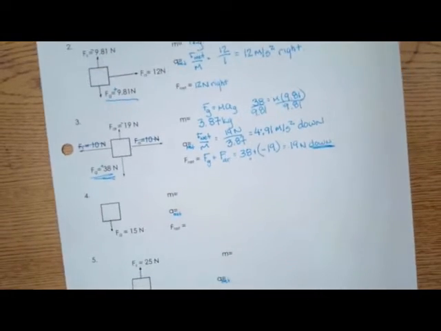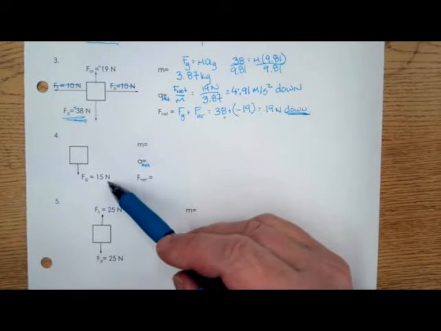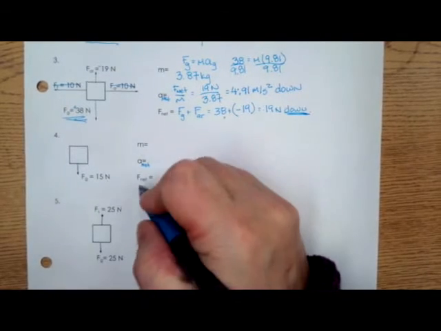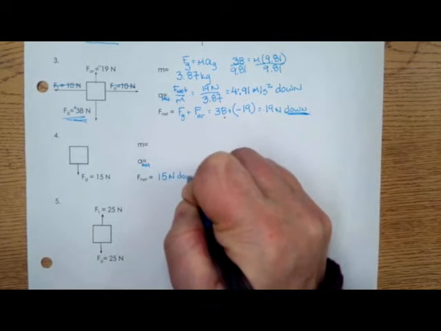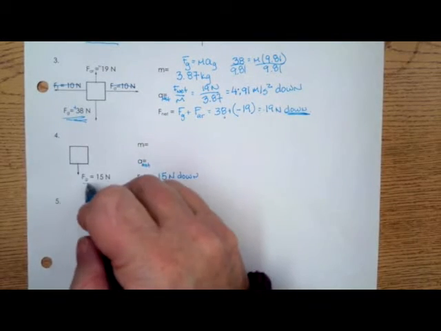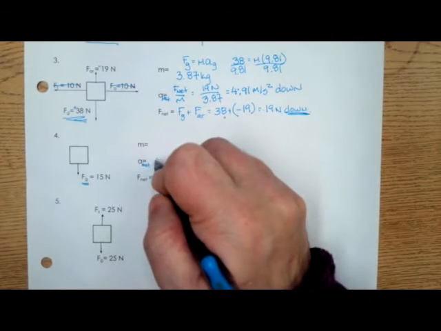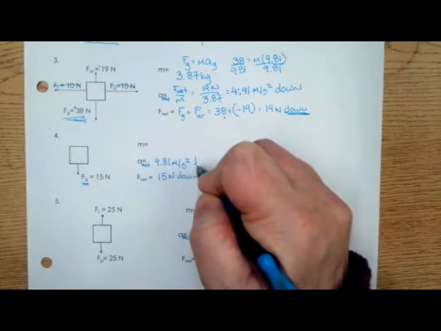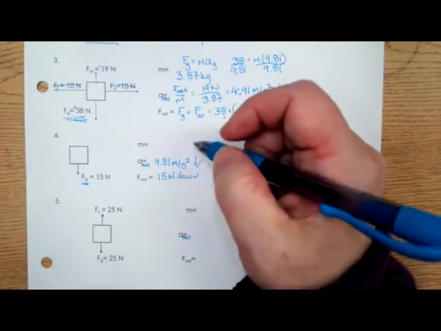Okay. Next to the last one, ooh, we're getting there. Look at that. We can see the bottom of the paper. So Fg is the only force that we have here. So Fg must be the net force, so it's 15 newtons down. And if the force of gravity is the only force, then the acceleration has to be 9.81 meters per second squared down.